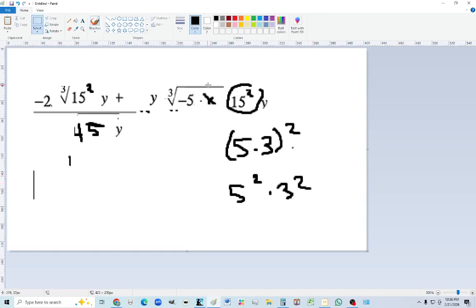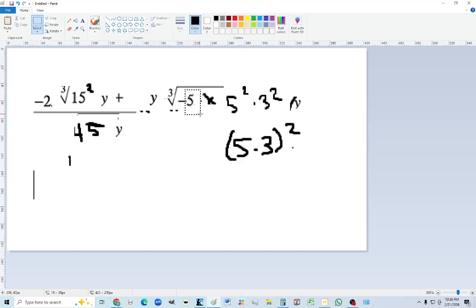I'll just pull the y, so I just ignore the y. Let's talk about the 15. Well, when I reduce it to 5 squared times 3 squared, this minus 5 times 5 squared becomes minus 5 to the 3, which means I can then bring it out as a minus 5. That just leaves x and y in here with a 3 squared, which is 9.